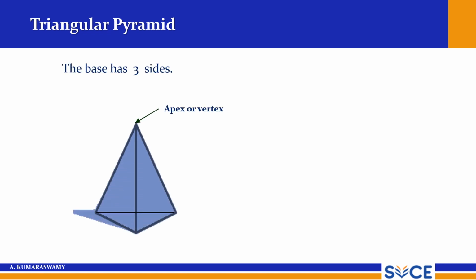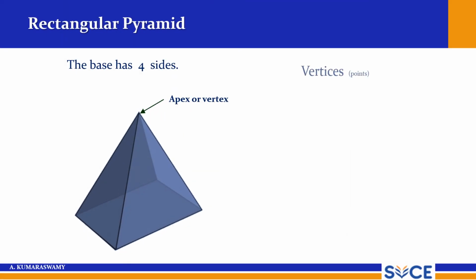In the triangular pyramid, the base has 3 sides, vertices are 4, edges are 6, and slant faces are 3. And the rectangular pyramid, it has 4 sides, right? And it has 5 vertices, 8 edges, and there are 4 slant faces.